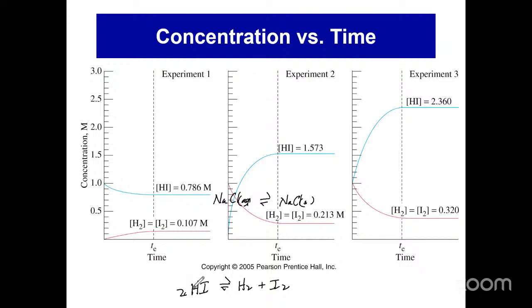We're looking at three different situations. Let me erase this here to avoid confusion.